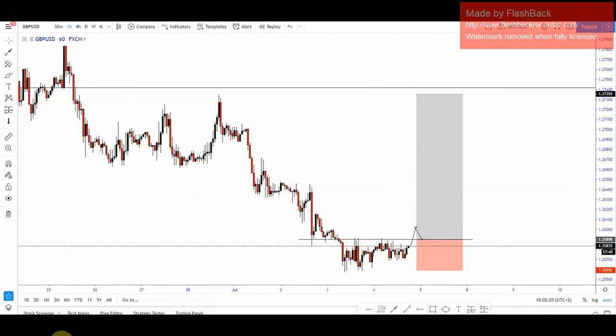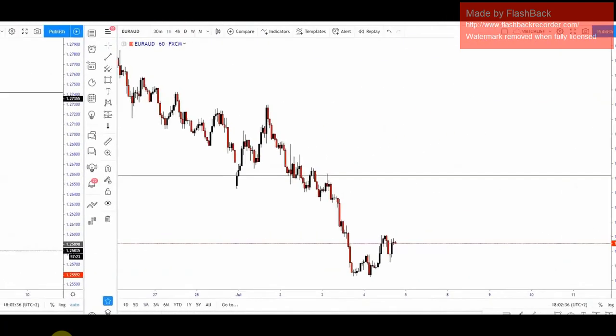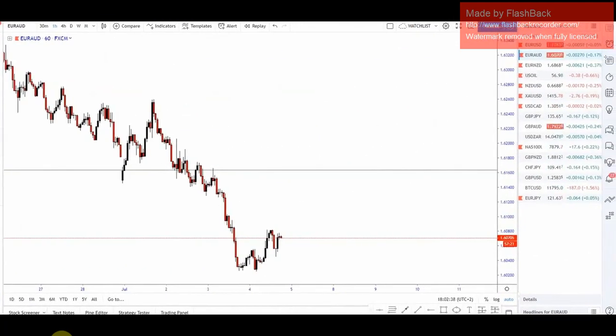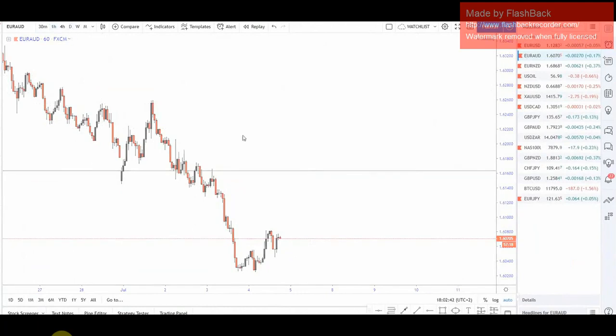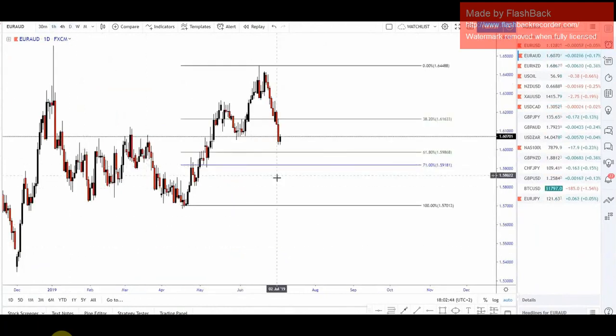Now, let me just get another pair over here. Let me use Euro AUD. Okay, so Euro AUD is a perfect example. You can't see it now. I'll move the screen to it in a second. Okay, cool. So here's Euro AUD. There we go. So we're on the 1 hour time frame. Go up to the daily. You'll see we stuck somewhere between a 50 and a 61.